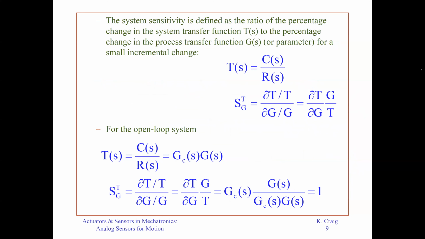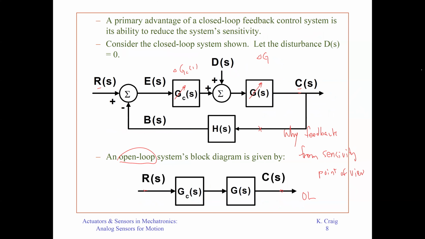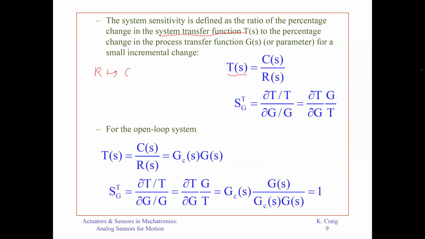So the T we use is called the closed loop transfer function. The system transfer function is called the closed loop overall, from R to C. In this case, it's from here to here. Of course, in this case, it's from the output to the input.